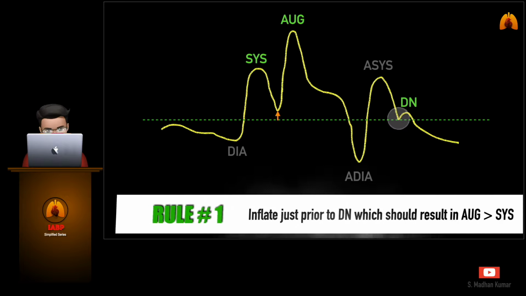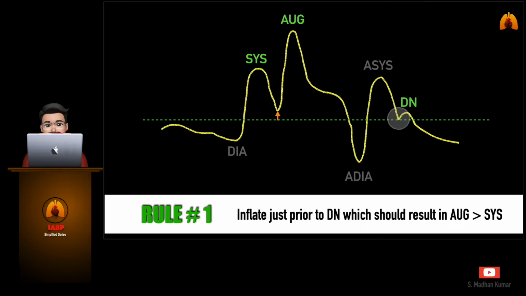You can see balloon inflation point is just prior to the dicrotic notch, which results in diastolic augmentation or peak diastolic pressure greater than unassisted peak systolic pressure, satisfying the proper timing of inflation. This is rule number 1.